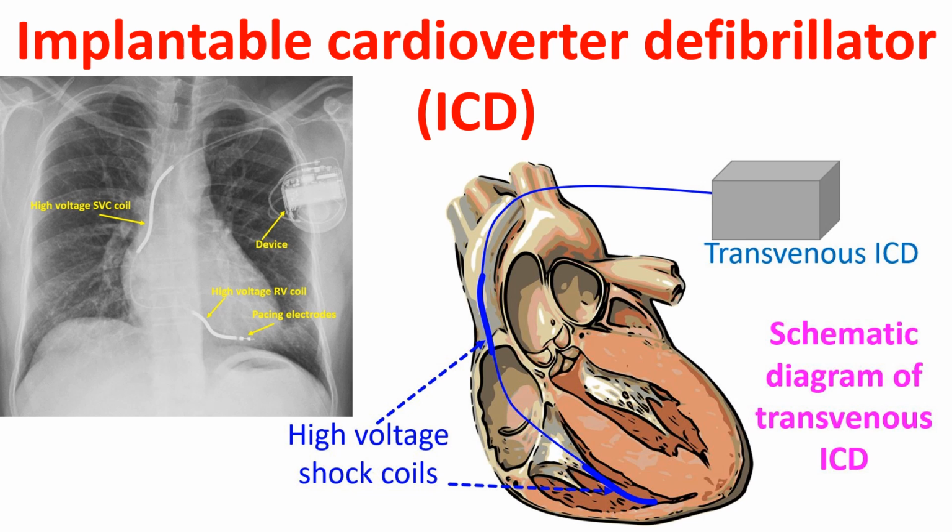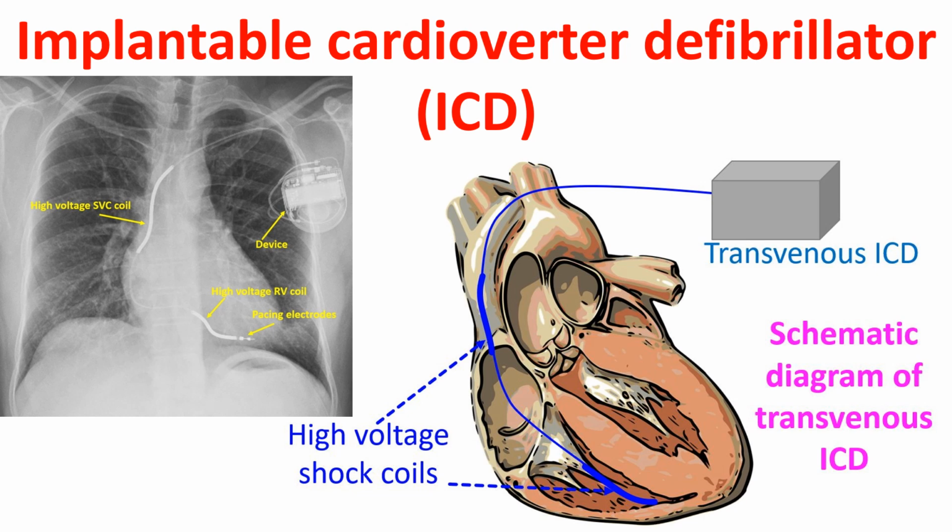Implantable cardioverter defibrillator, known in short as ICD, is a device which monitors the heart rhythm continuously and treats it electrically when needed, as it functions automatically without the need for a bystander intervention, as in case of automated external defibrillator or AED. It is also known as automatic implantable cardioverter defibrillator or AICD.